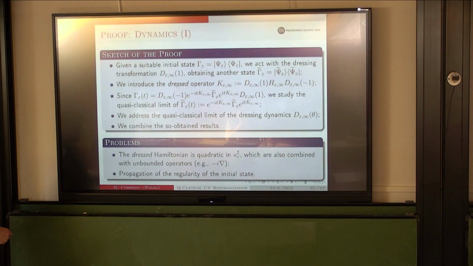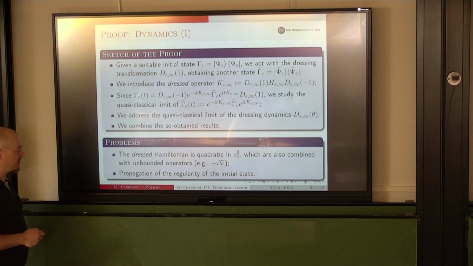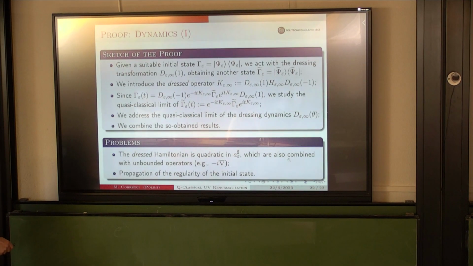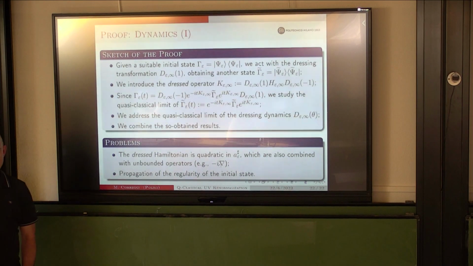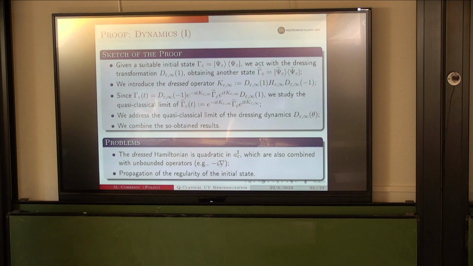The first one is that the generator, this K epsilon infinity, the dressed Hamiltonian, is quadratic in the creation and annihilation operators. That's not too bad. We started from the Nelson Hamiltonian, which was linear. That's quadratic, but that's not a big deal. It is a little problem. But more importantly, there are terms which combine the gradient and the creation and annihilation operators. So an unbounded operator for the particles times some creation annihilation operator.